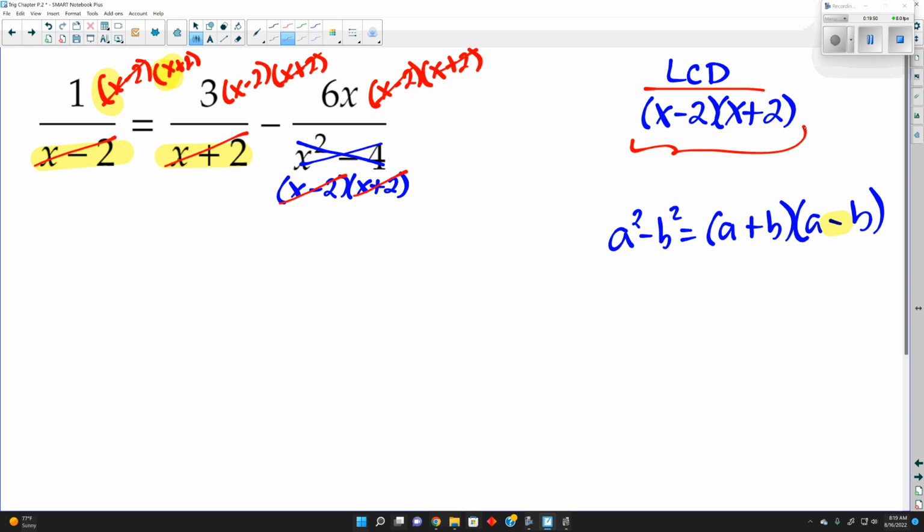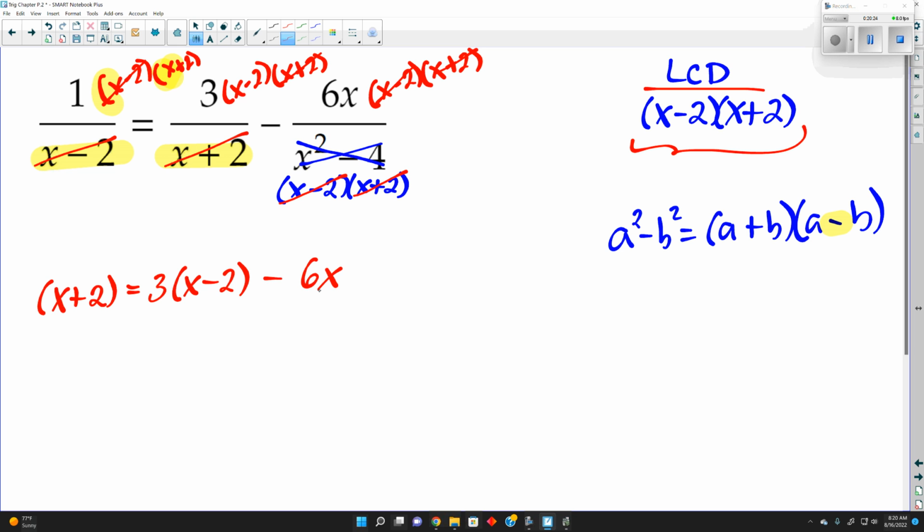So if we look at this here, if we multiply through 1 times x plus 2, there's going to be x plus 2, equals 3 times x minus 2, minus 6x. And as we look at each one of these terms, the biggest exponent with any of the variables is going to be 1. Because there's no spot in here, even though we haven't multiplied through yet, where x is being multiplied by another x.